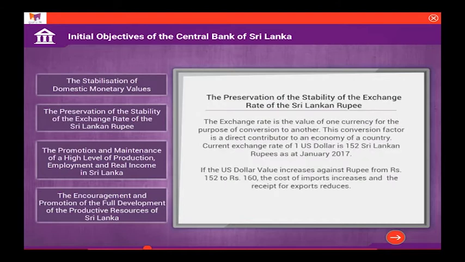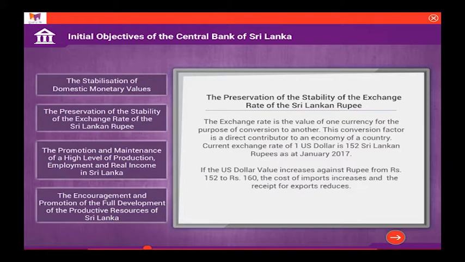The exchange rate is the value of one currency for the purpose of conversion to another. This conversion factor is a direct contributor to the economy of a country. The current exchange rate of $1 is 152 Sri Lankan rupees as at January 2017. We can understand this through an example.